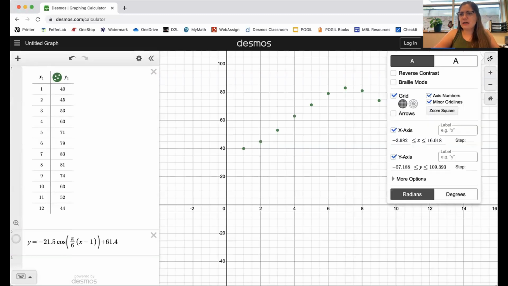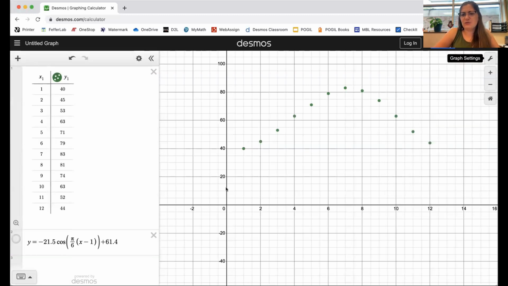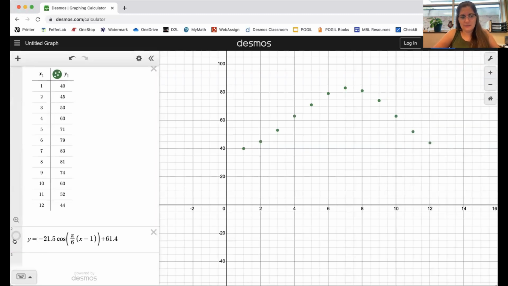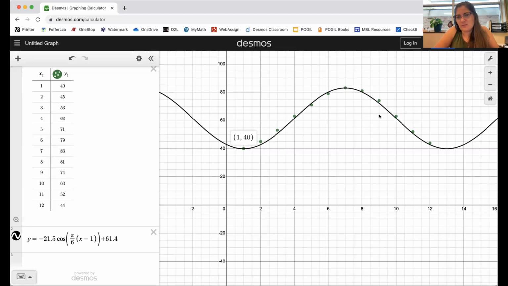I did also change my window to be a nice view for that. And then I went ahead and typed in this formula that we have here. And if I show that there, now I can see that this is a pretty good model for this. It's not perfect, but it's a pretty good model. This one is pretty exact. This one is pretty exact. We get a little bit off here and a little bit off here. So maybe there's some really slight changes that we could do to make this way perfect. But this is a pretty good model.